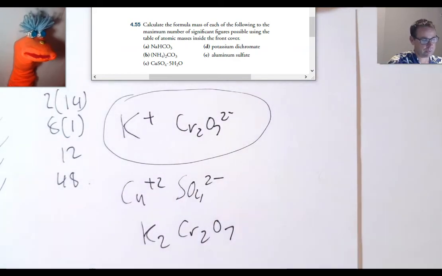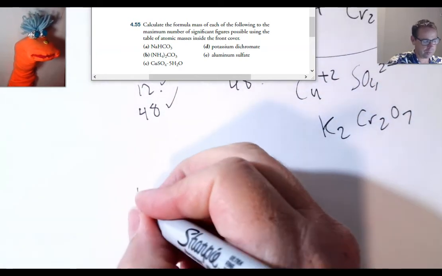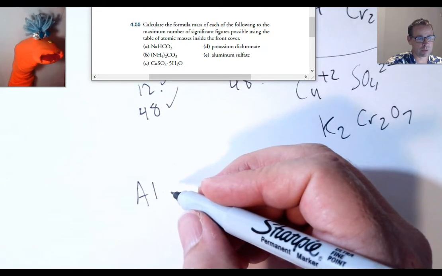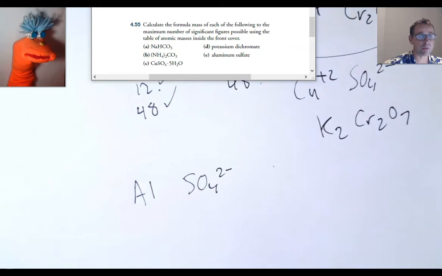Okay, aluminum sulfate. What's the chemical formula for aluminum sulfate? Aluminum's Al, right? Yep. Sulfate is SO4 2-. That's what my table says there. Okay. Do you know the charge on the aluminum? I'm not sure. What is the charge on aluminum?